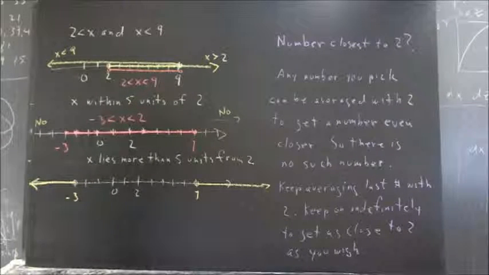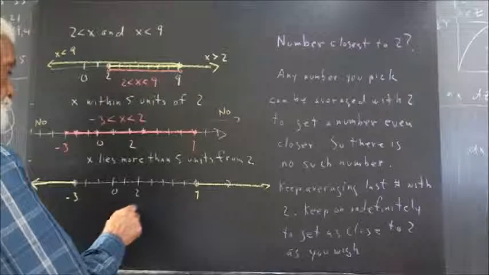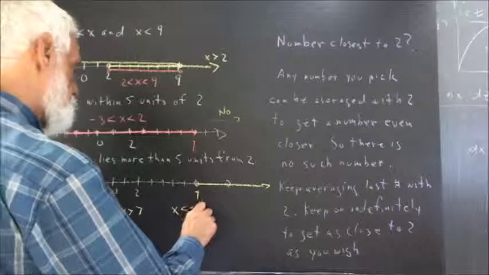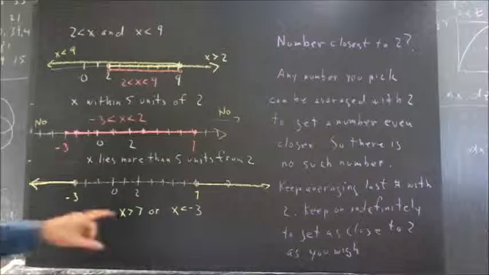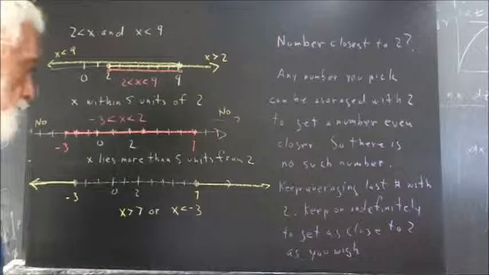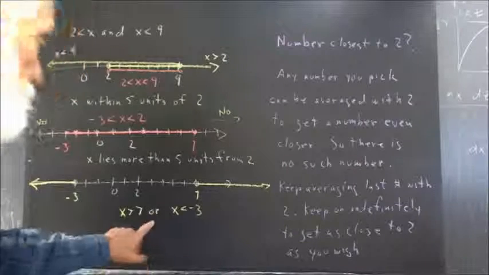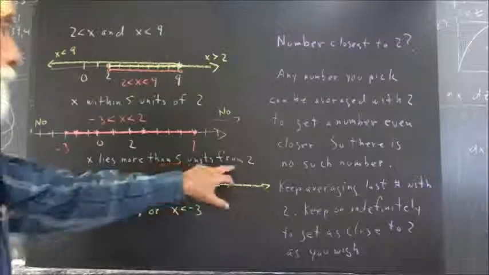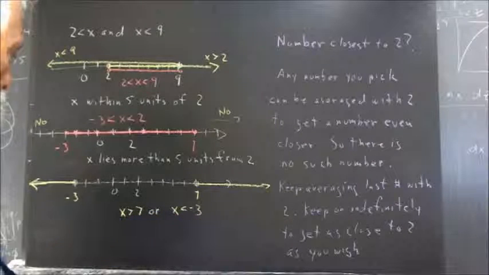Now, we could express that by an inequality, but the question was just to graph it. But I'll go ahead and write the inequality here, just a little extra. We can say that x is greater than 7, or x is less than negative 3. Now we put or in here because x could be this or this. It can't be both. So if we put and here, we would have to have x greater than 7 and also less than negative 3. So and doesn't work. The expression here then, x lies more than 5 units from 2, could be translated as x greater than 7 or x less than negative 3.